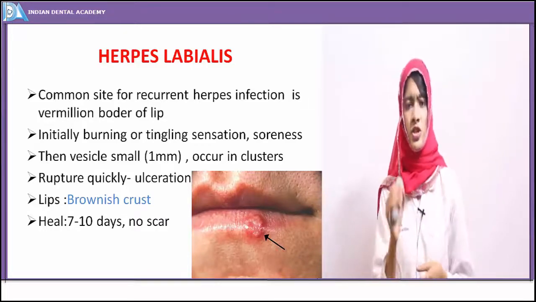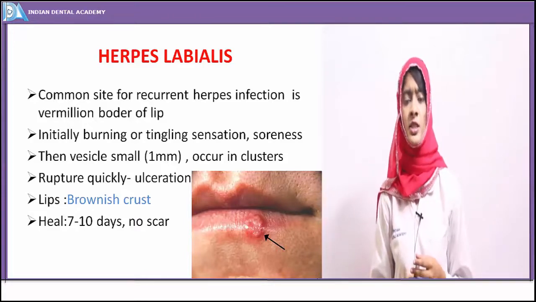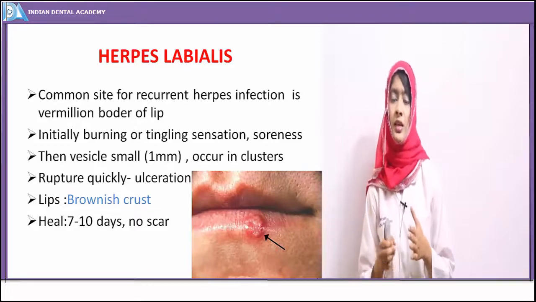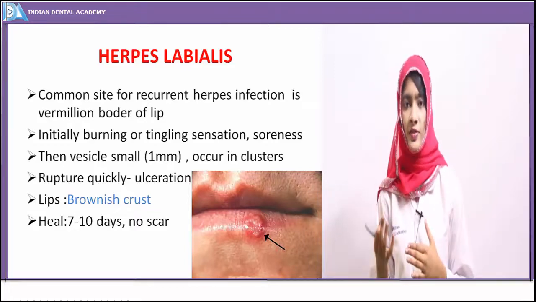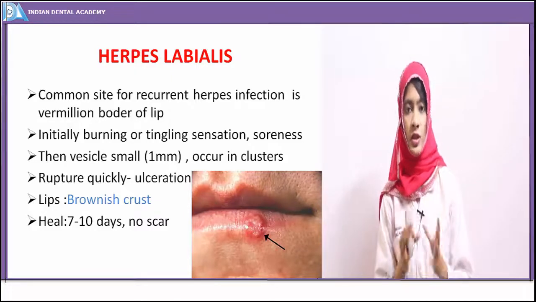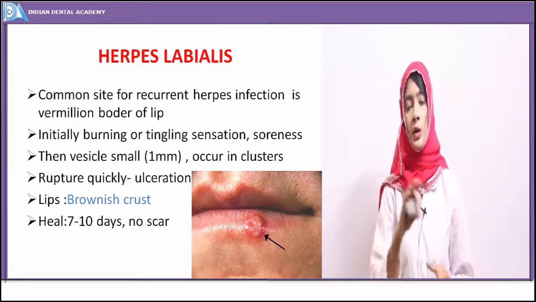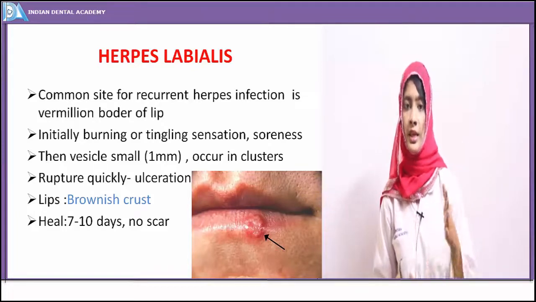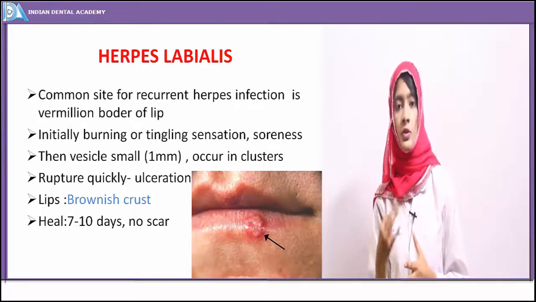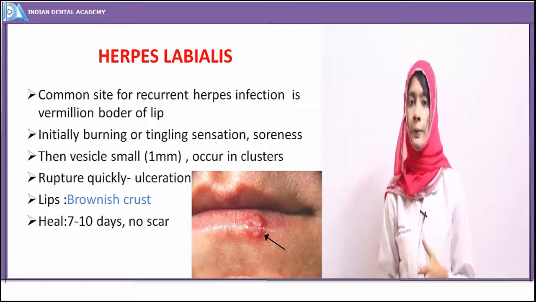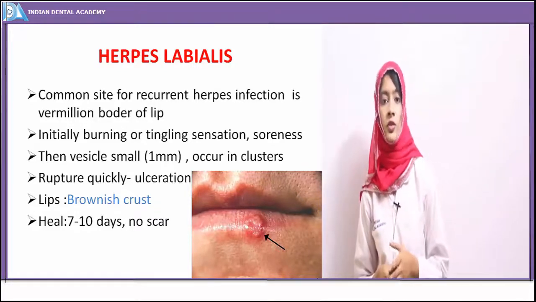These vesicles may be just about 1 mm in diameter, very small. These vesicles eventually rupture, they lead to formation of ulcers which are covered by an erythematous halo, and specifically in case of herpes labialis, the brownish crusting of the lip is seen. What happens is the ulcer heals by desquamation and eventually forms a brownish crust on the lower or upper lip wherever the site of inoculation is.